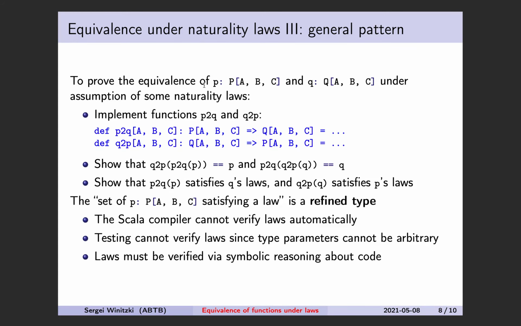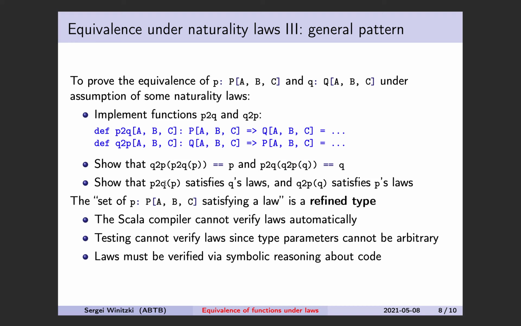So a general pattern is that you want to prove equivalence of some functions with some type parameters under the assumption of naturality laws. So how do you prove it? You have to show that you can implement one function through the other. So you implement functions from this type to that type and back. So these are these two functions, p to q and q to p. You show that the composition of these functions in both directions is identity. So if you start with some p, you get q out of it, and you get p out of that. That's the same p you started with. And you start with some q, and you get p out of it, and you get q out of that. You end up with the same q. You have to prove this.